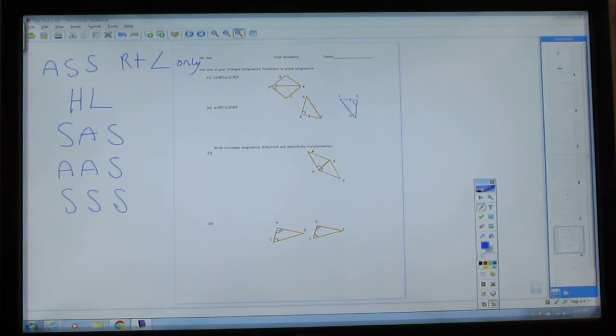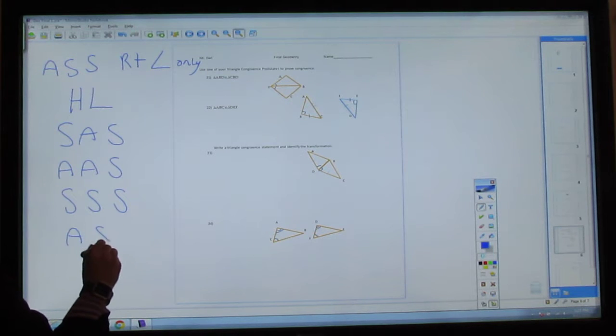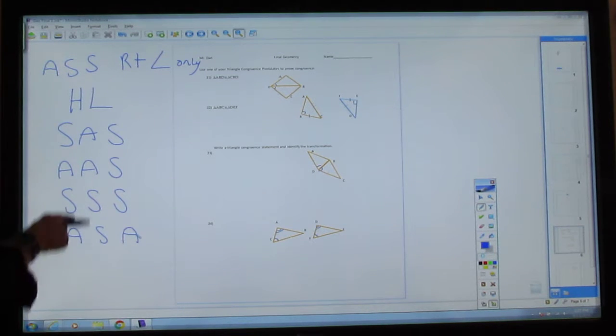I thought you were going to say it though. ASA. Did someone say that? Oh, angle, side, angle. These all work to prove congruency.